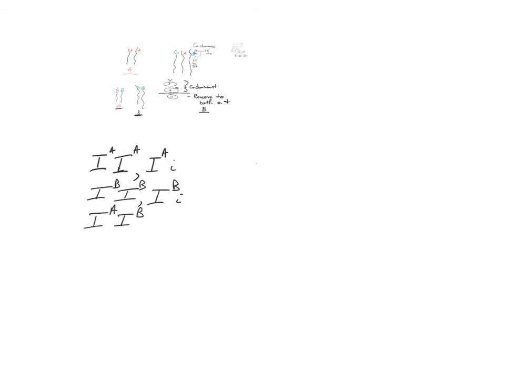So this one gives me A blood type, this one gives me B blood type, this gives me AB blood type. How do I get O? Little i, little i. Is that clear to everybody? So that's why we call this codominant, because if you have the A, it shows up. You have the B, it shows up. So A and B are both showing up. We call them AB. However, little i is recessive to both A and B. All right.